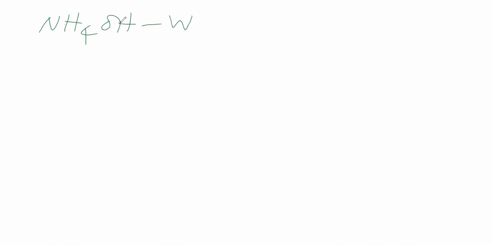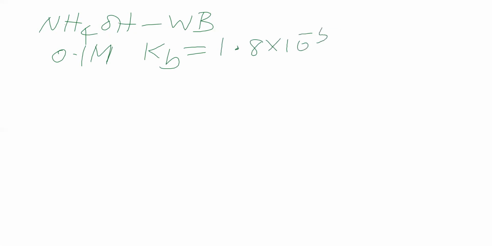This ammonium hydroxide is a weak base, meaning it undergoes partial ionization. Let us think that it is 0.1 molar. It has a Kb value, the base dissociation constant, of 1.8 into 10 power minus 5, like the weak acid acetic acid. So Ka and Kb are the same for acetic acid and ammonium hydroxide.